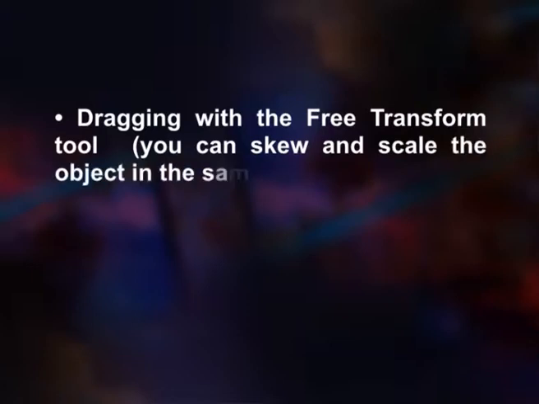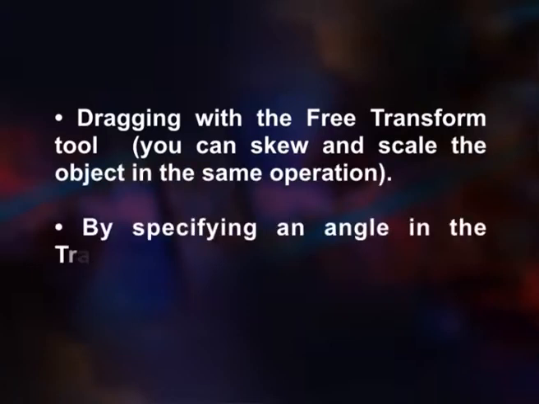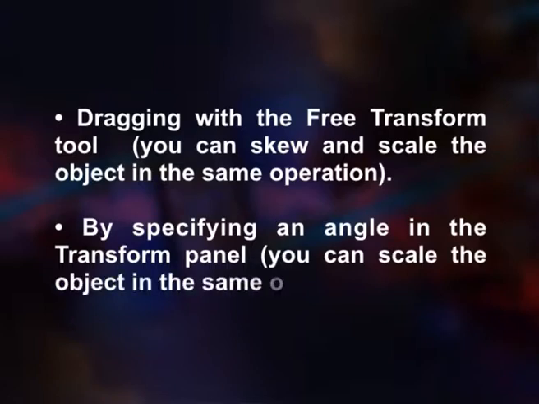Rotate and skew objects. Rotating an object turns it around its transformation point. The transformation point is aligned with the registration point, which defaults to the center of the object, but you can move the point by dragging it. You can rotate an object by the following methods. Dragging with the free transform tool. You can skew and scale the object in the same operation. By specifying an angle in the transform panel, you can scale the object in the same operation.